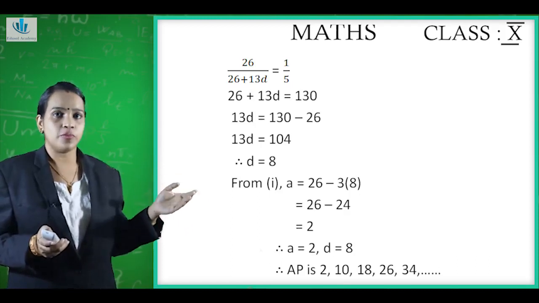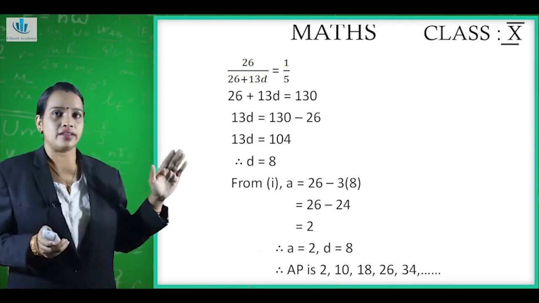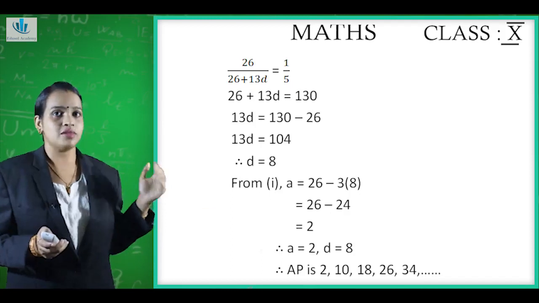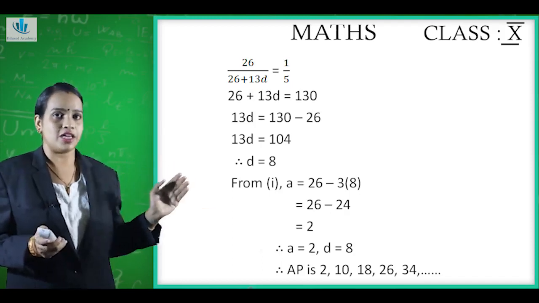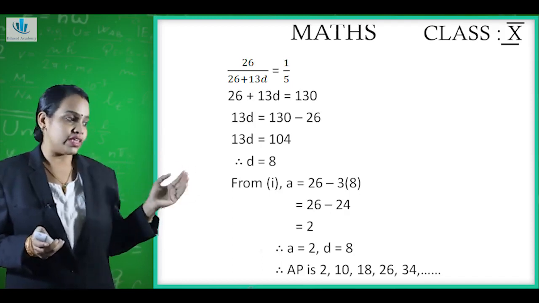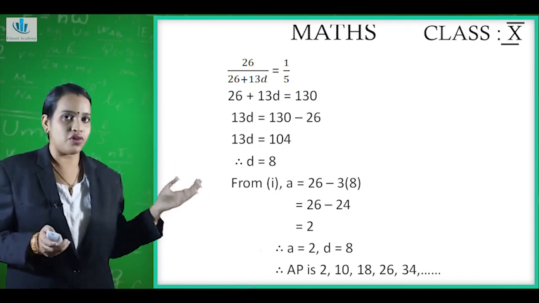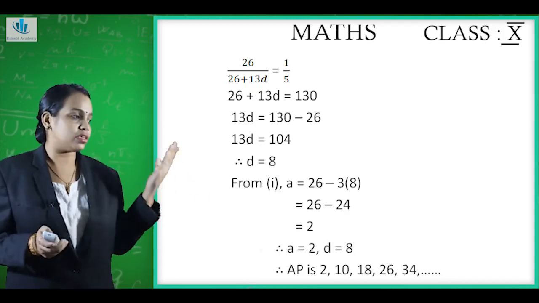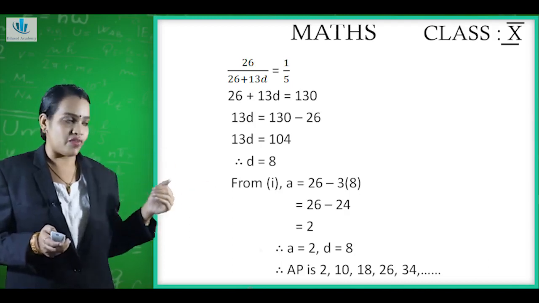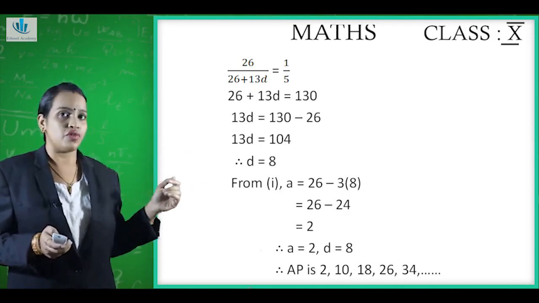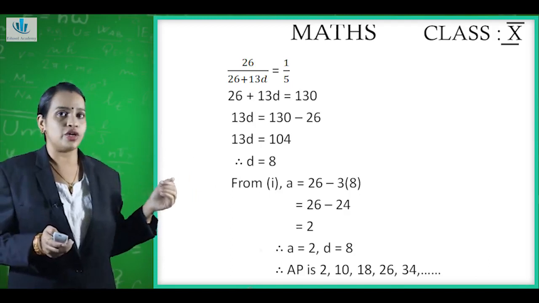Now we will put 13d on one side and the numbers on the other side. So it becomes 13d is equal to 130 minus 26. So 13d is equal to 130 minus 26, it gives 104. Therefore when we put 13 on the other side, it becomes divide. So therefore 104 upon 13 is equal to 8.